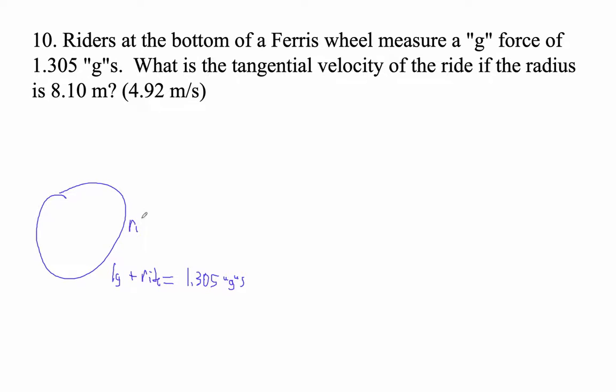So the ride is equal to 0.305 g's, right? Because if you add that to 1, you get 1.305, right? So that is the first step.